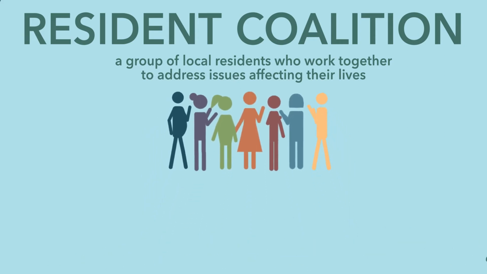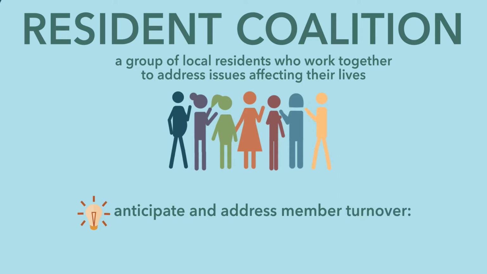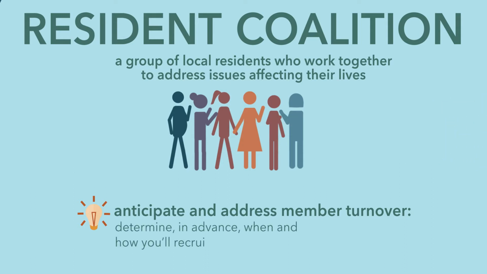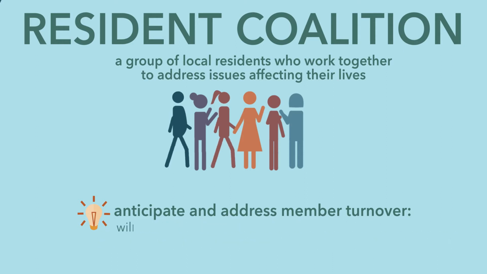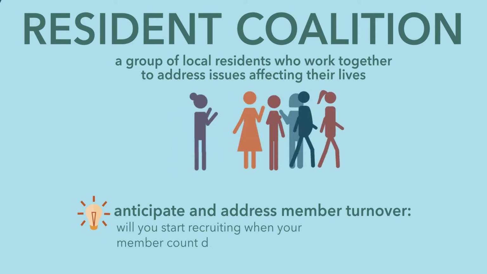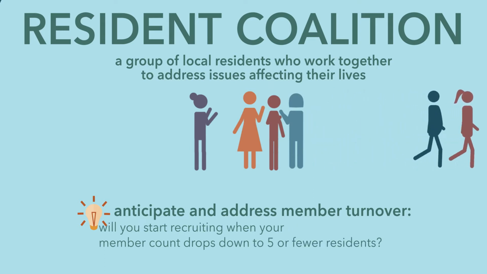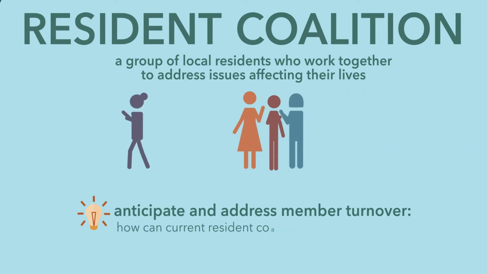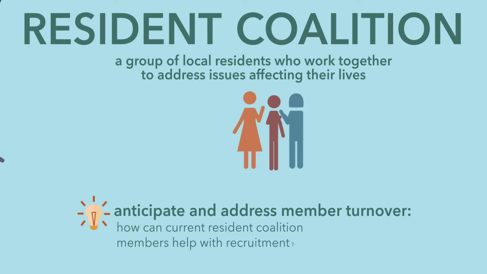and take action. One way to promote sustainability is to anticipate and address member turnover. Resident coalitions are dynamic, and resident members will naturally circulate in and out. It can be helpful to determine in advance when and how you'll recruit additional members to fill in the gaps. For example, will you start recruiting when your member count drops down to 5 or fewer residents? How can current resident coalition members help with recruitment?